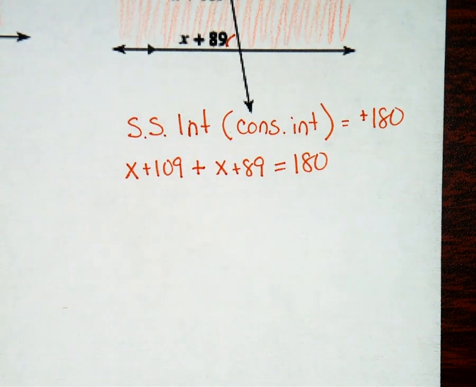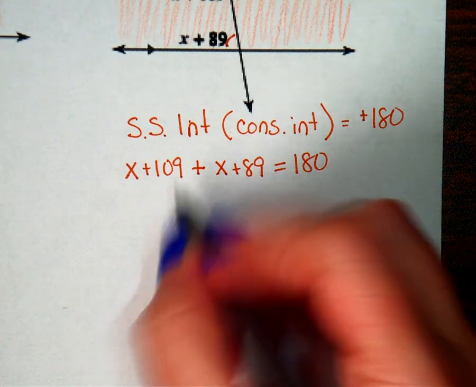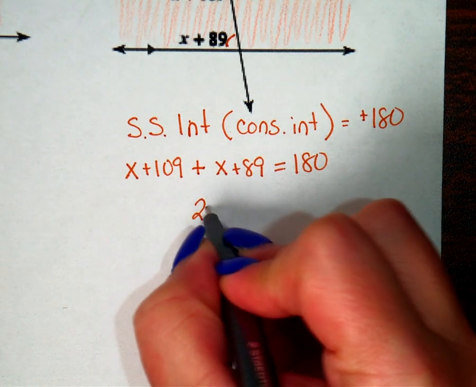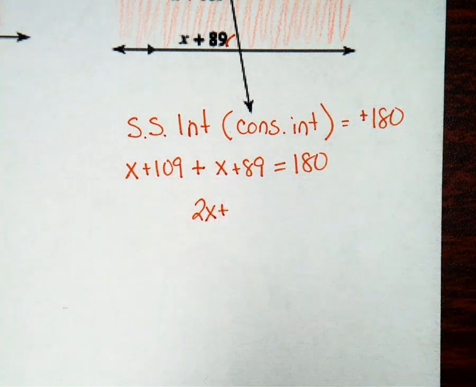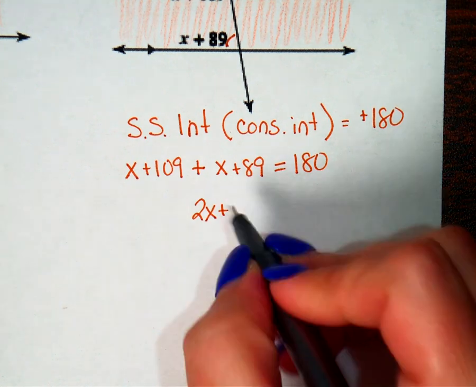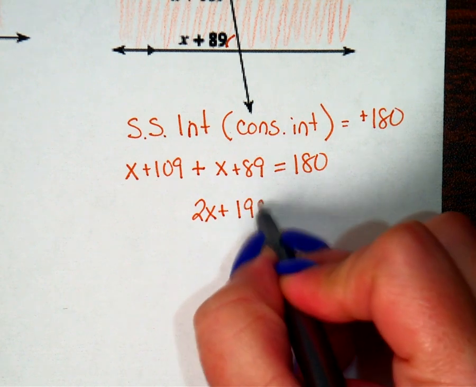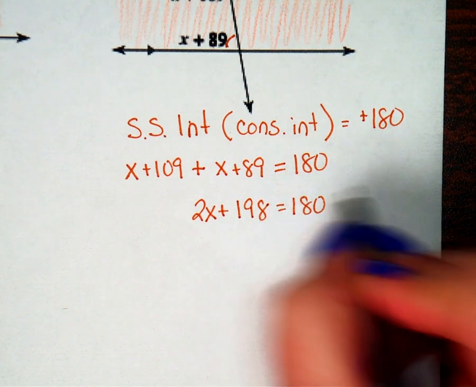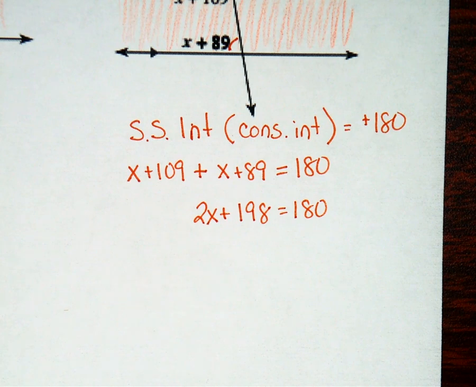Okay, so now I just need to combine my like terms and finish solving. So x plus x is 2x plus 109 plus 89 is 198 equals 180. I'm going to subtract my 198 on both sides.